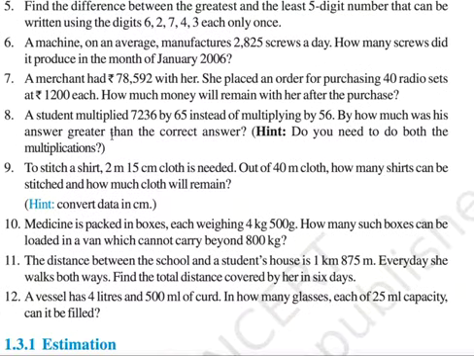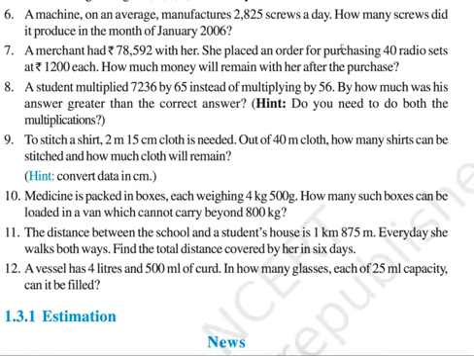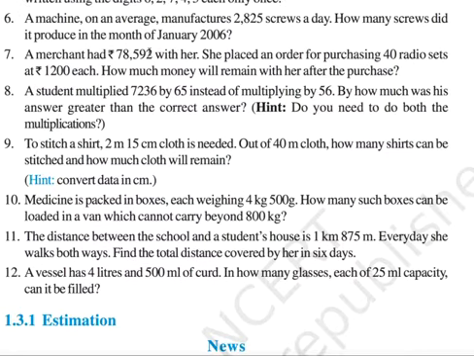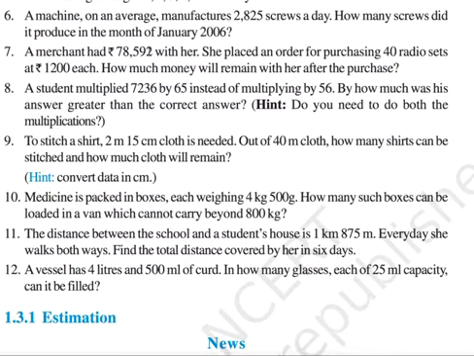A machine on an average manufactures these screws per day. How many screws did it produce in the month of January 2006? Into 30, right? January, how many days are there? 31 or 30? January 31. February 28. March 31. April 30. Like that. Okay. So, we need to multiply it with 2825 into 31. Okay.